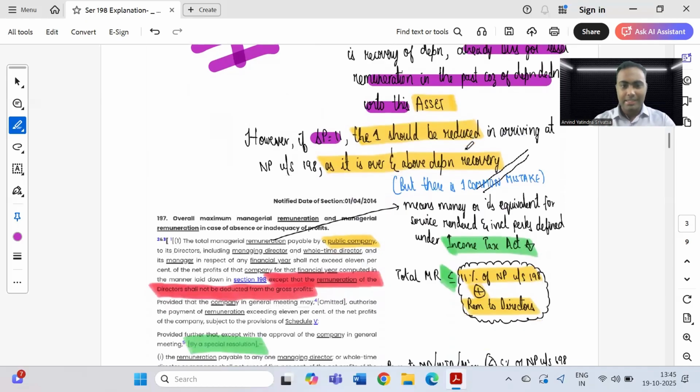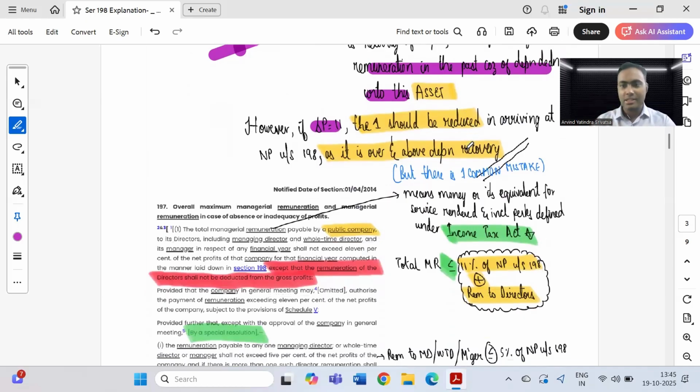Right? Yes. Now let's come to section 197, which says how much is the maximum managerial remuneration. So the total managerial remuneration payable by a public company, read it very carefully, it's not applicable to a private company. So very, very clear, guys, to its directors, including managing director and whole-time director and your manager. Your managing director, whole-time director and manager are defined in your Companies Act. You can look at the definition if you want.